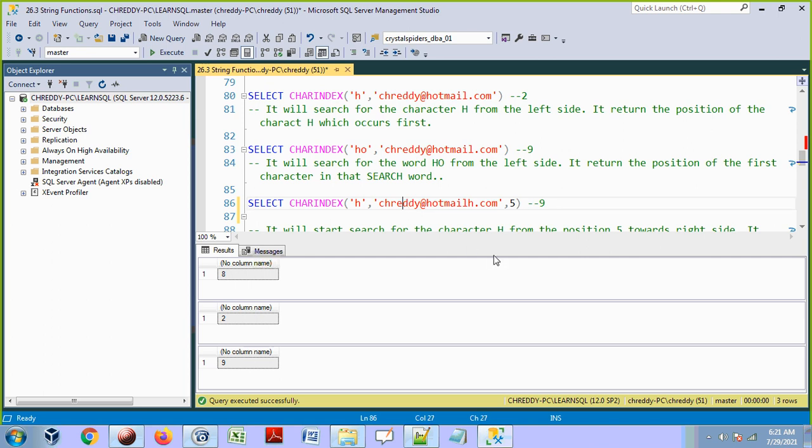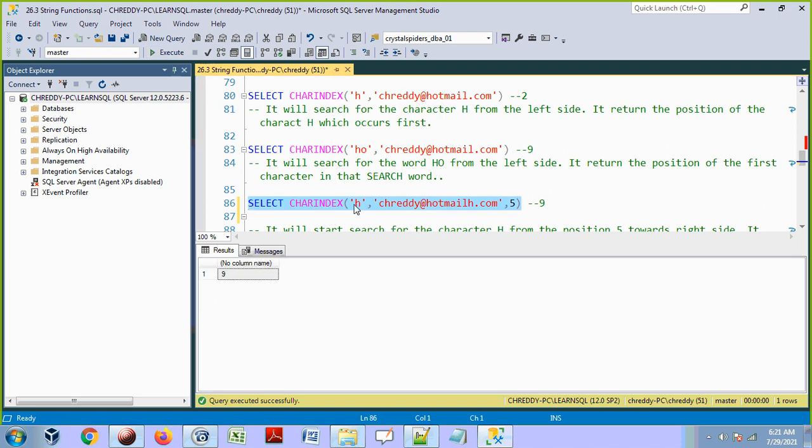So now let's start looking for the H here. It is not there, it is not there. Yes, it is found over here. So finally it found the H over here. What is the position of this H? 9. So finally it is going to return the number 9, because the H is available at the 9th position after the 5th position. After the 5th means including the 5th also. From the 5th position onwards, if you start searching for the character H, I am going to find the character H at the 9th place.